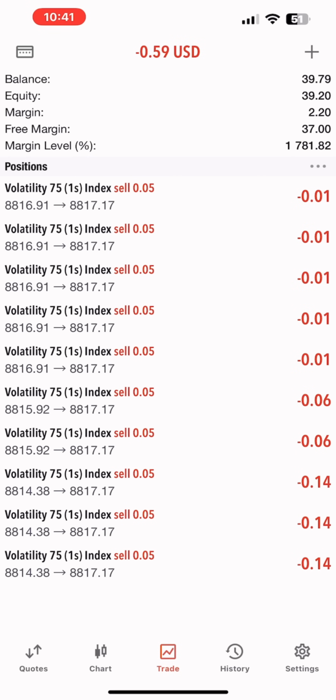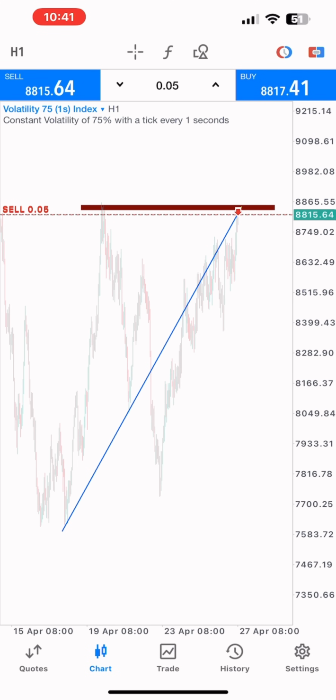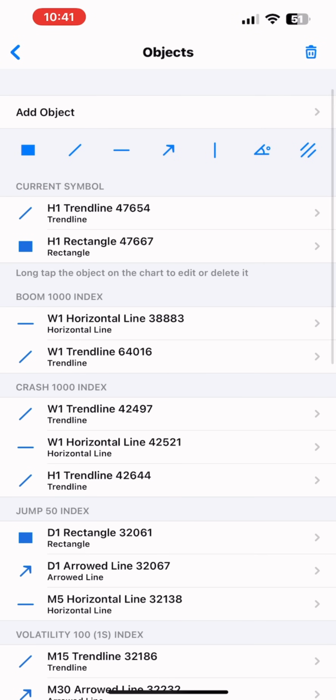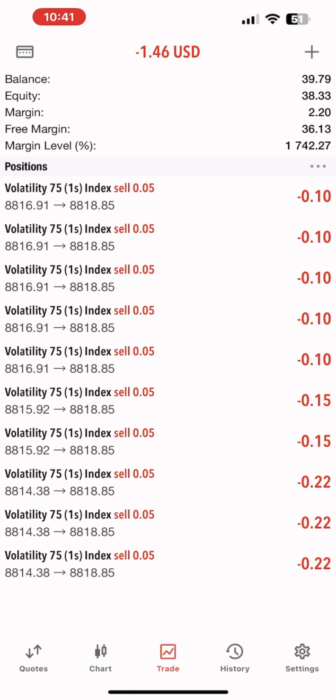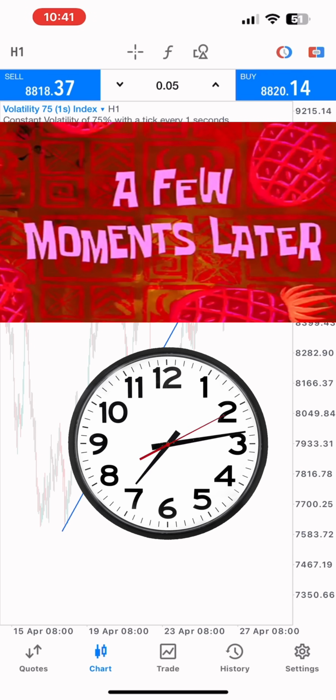So let's be patient a little bit and see how the market is going to react to my analysis. I'm gonna come and check later. A few moments later.